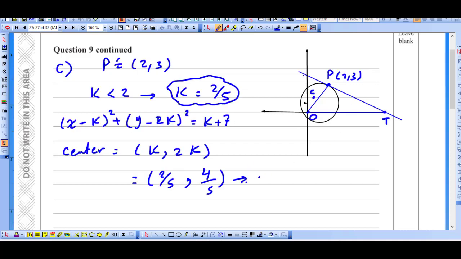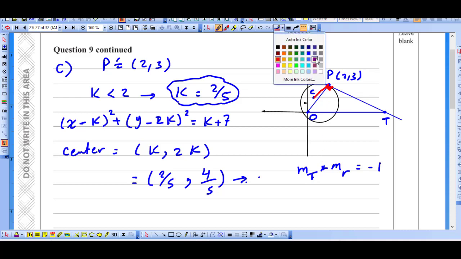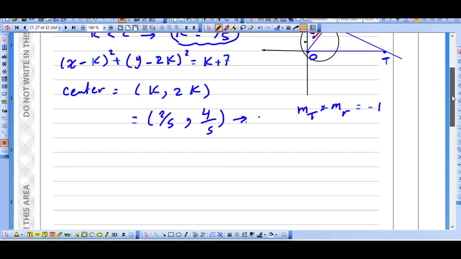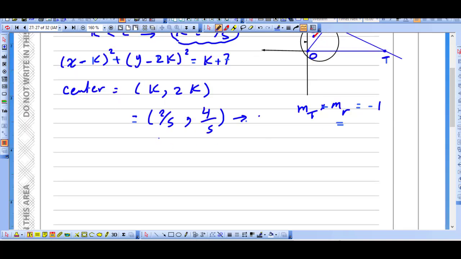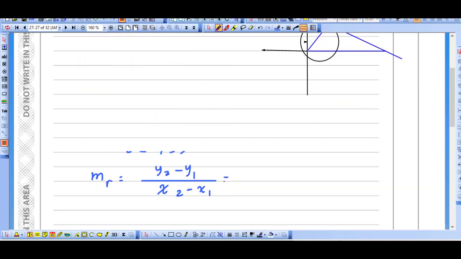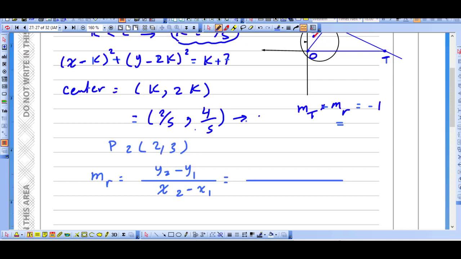Now we know that m tangent multiplied by m radius is equal to minus 1, because the radius is perpendicular to the tangent. If this is the radius, it will be perpendicular to the tangent. So we need the gradient of the radius. We know point B is (2, 3). So m radius is equal to (y2 minus y1) divided by (x2 minus x1). So we will have 3 minus 4/5 divided by 2 minus 2/5.